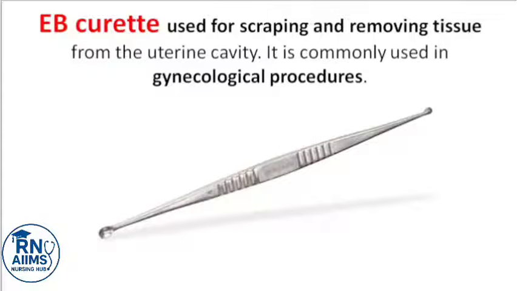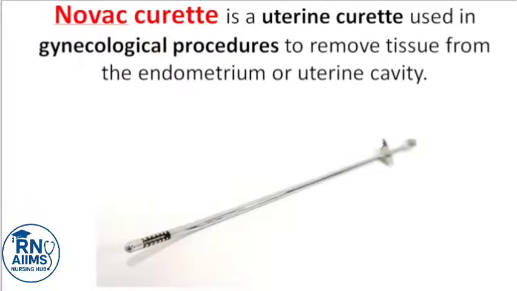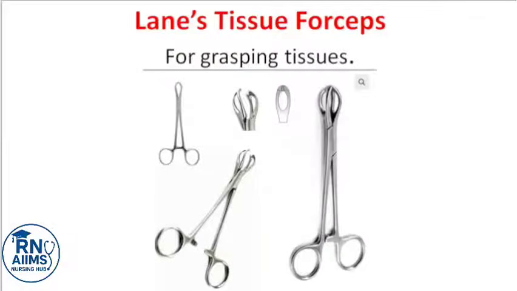Curette, used for scraping and removing tissue from the uterine cavity. It is commonly used in gynecological procedures. Novak curette, a uterine curette used in gynecological procedures to remove tissue from the endometrium or uterine cavity. Lane's tissue forceps, for grasping tissue.